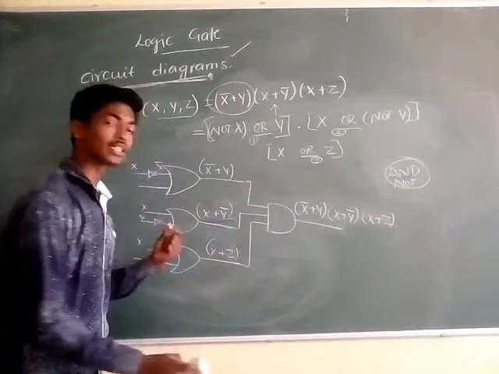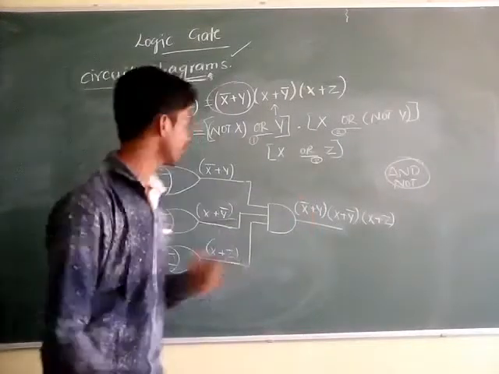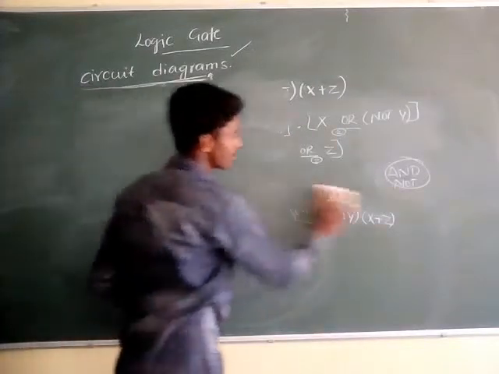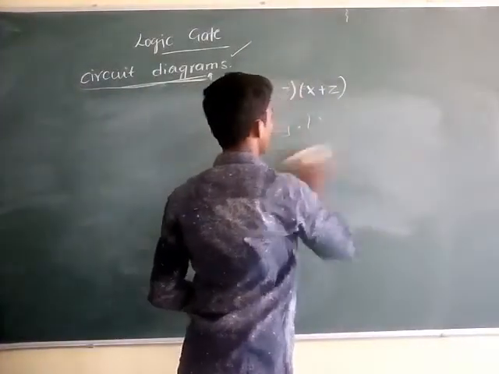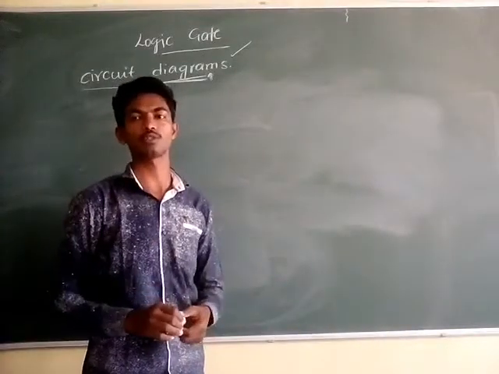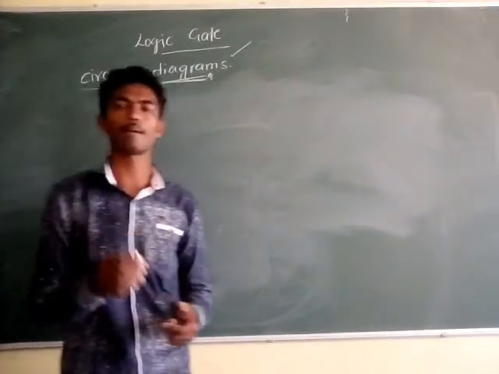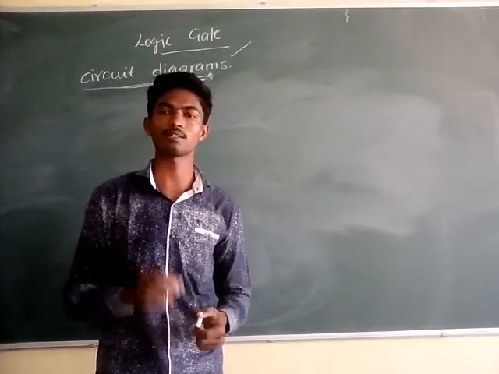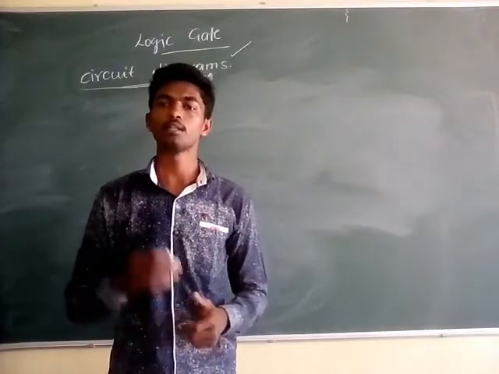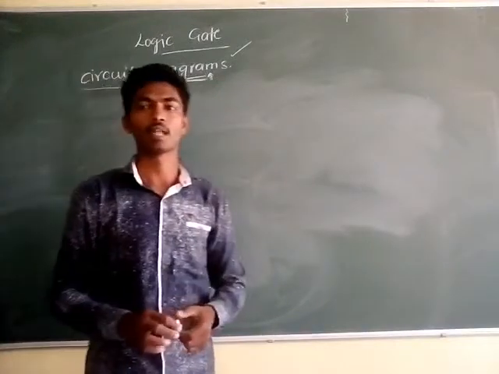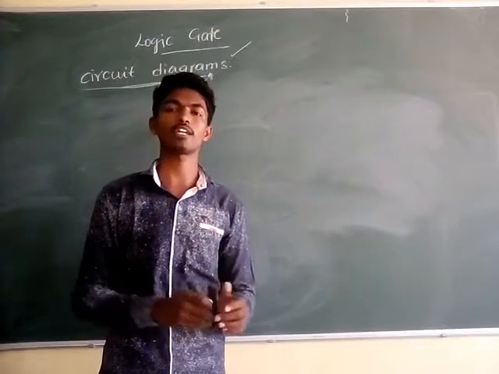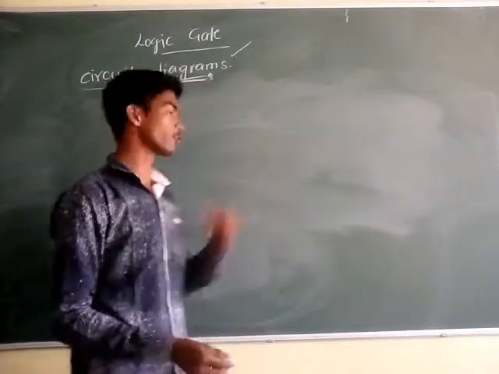Anyone having doubts can contact through WhatsApp. Now I am giving you two expressions as homework. Just simplify the given expression. If you have not understood clearly or completely, simplify the given expression as AND operations and OR operations, then go for drawing the circuit diagrams. And if you have completely understood the concept, no need to simplify the given expression, directly go for drawing the circuit diagrams.